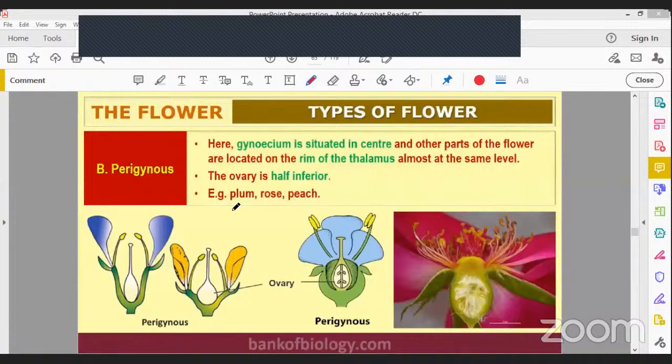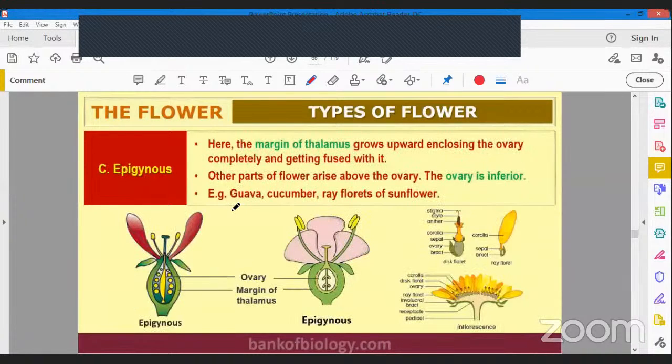Done. So now we go to the next one, epigynous. So what happens in epigynous? Here the margin of the thalamus grows upwards, enclosing the ovary completely and getting fused with it. So all the floral whorls are present above the ovary, and the ovary is inferior. So this is called as epigynous. Okay. Take it down.